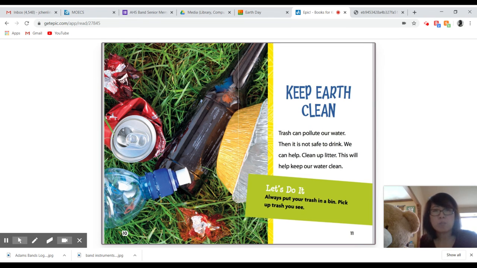Keep Earth clean. Trash can pollute our water. Then it is not safe to drink. We can help clean up litter. This will keep our water clean. And let's read the Let's Do It section. Always put your trash in a bin. Pick up trash that you see.